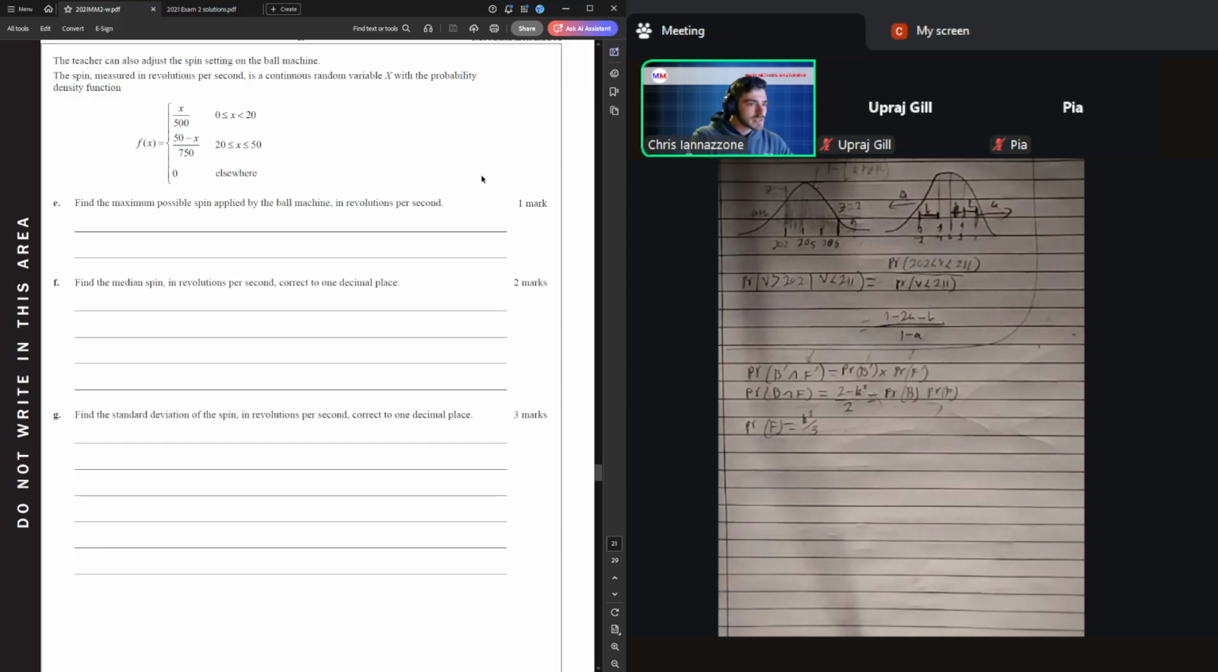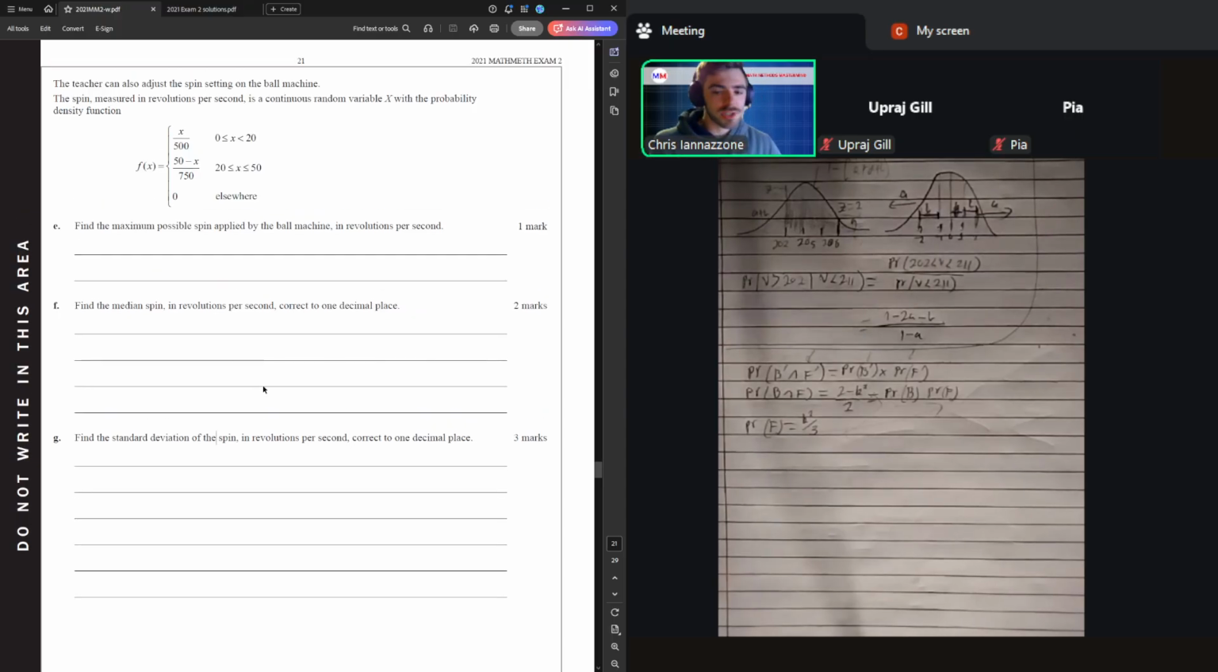This is where they start getting a bit more interesting, at least up until, yeah, F and G is where they start getting a bit more challenging. We have a piecewise based on the spin setting. So spin is the x-axis, and then obviously the area under the curve is going to be your probabilities. Find maximum possible spin.